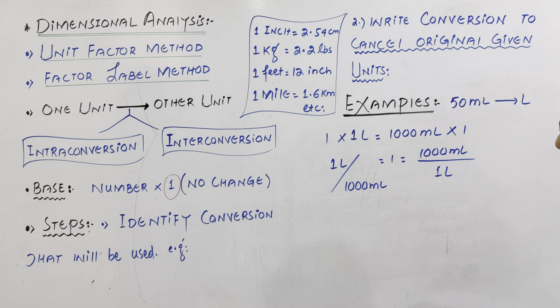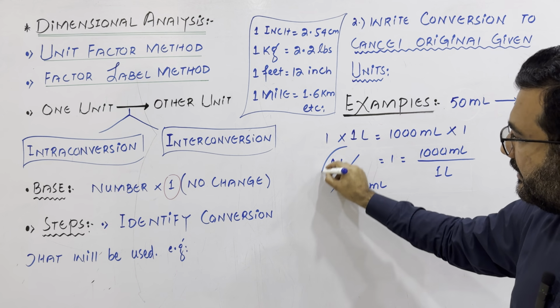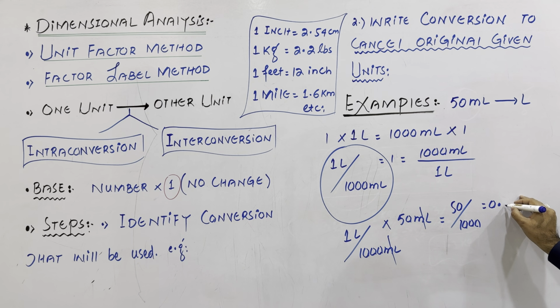Now cancel the original units to get the required units. In order to cancel the original units, I will have to cancel the ml. So this form will be used: 1 liter over 1000 ml, multiplied by 50 ml. ml will be cancelled with ml and you will get 50 over 1000. The calculation is very simple, that will be 0.0500. So this one will be in liters. That will be your answer.